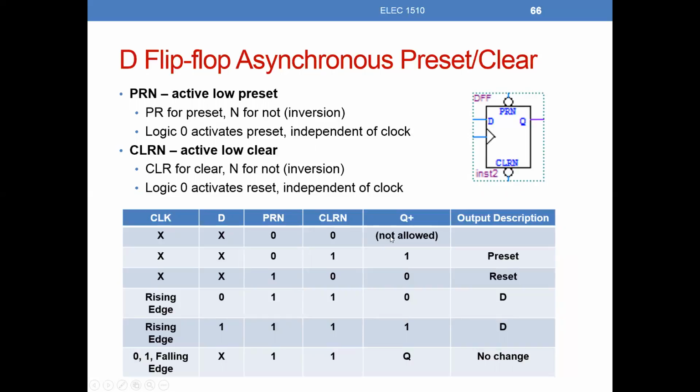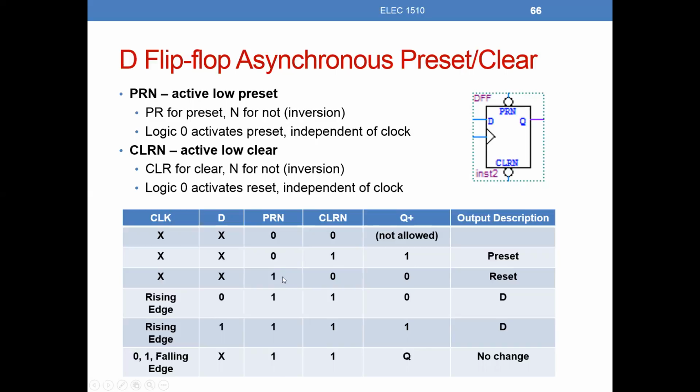Q next. What this says is we can't assert both signals at the same time. This says here, doesn't matter what clock is, doesn't matter what D is. If preset and reset are both zeros, we don't allow that, right? We can't have two outputs. We can't have both 0 and 1 coming out of there. So we're not going to allow that. In this case, then, if preset is a 0 and reset's a 1, then our output, Q next, will be based on preset. Active low means the 0 is going to trigger this. We'll have the preset.